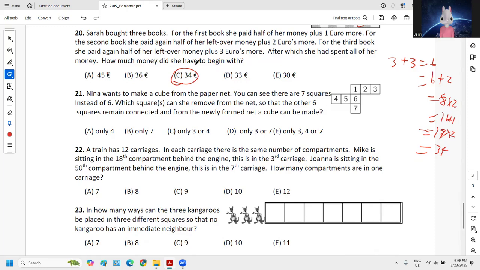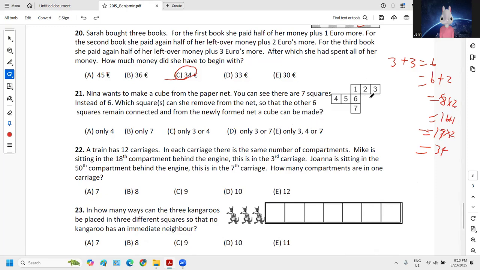Question number 21. Nina wants to make a cube from the paper net. You can see there are 7 squares instead of 6. Which squares can she remove from the net so that the other 6 squares remain connected, and from the newly formed net a cube can be made?